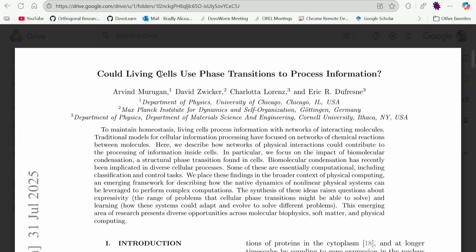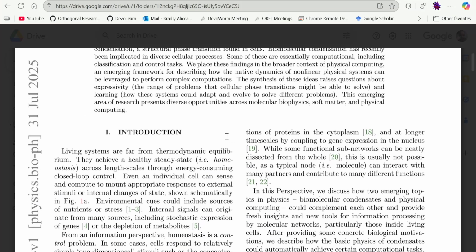This emerging area of research presents diverse opportunities across molecular biophysics, soft matter, and physical computing. So this is where they get into talking about how living systems are often far from thermodynamic equilibrium. A lot of mechanical systems exist in this thermodynamic equilibrium, but also maybe a structural equilibrium as well. And living systems don't necessarily do that. And so, we don't really have a good way to model far from equilibrium systems.